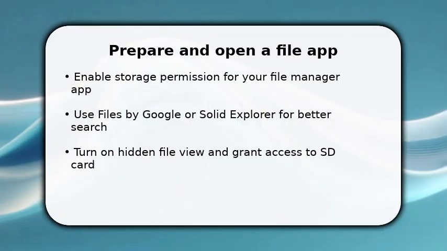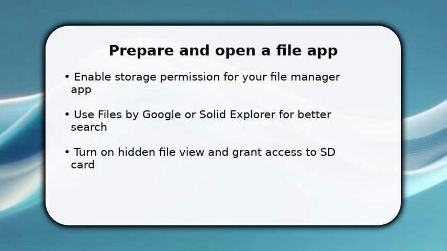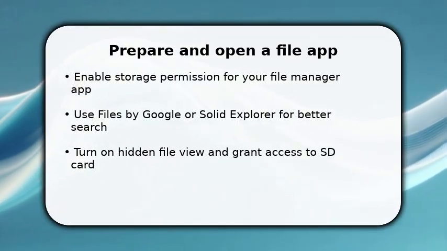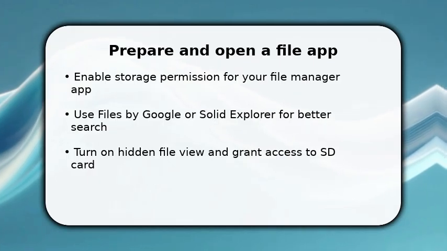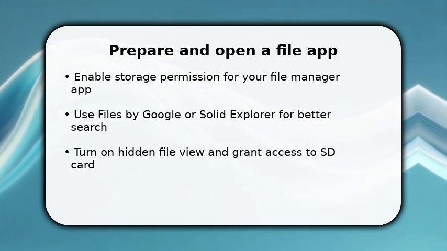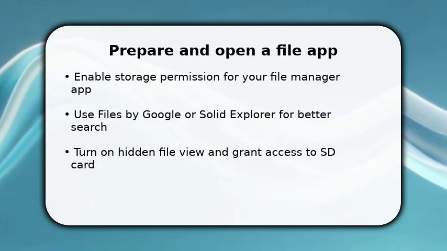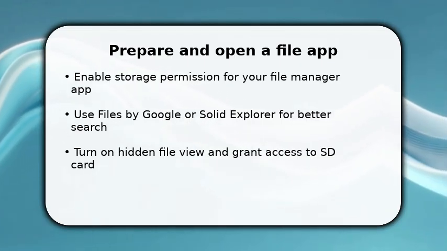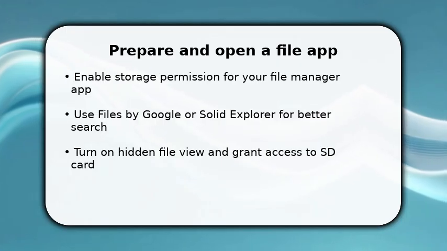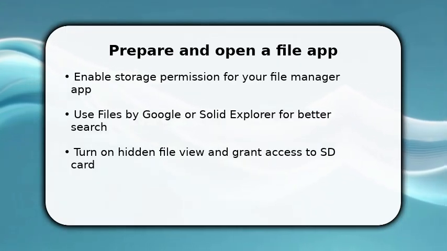You start by opening a capable file manager and granting storage permissions so it can read external and internal directories. Once done, enable hidden files and SD card access to reveal archived folders. You should also set the app's indexing or media scan option if available, because it speeds search.